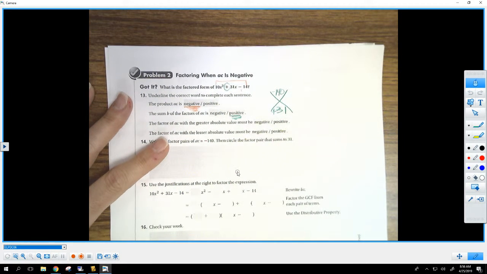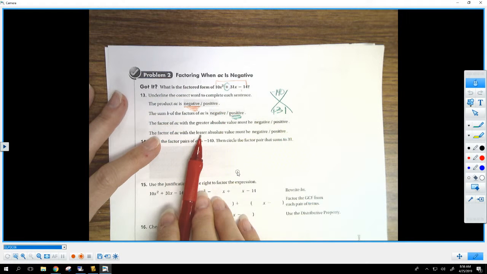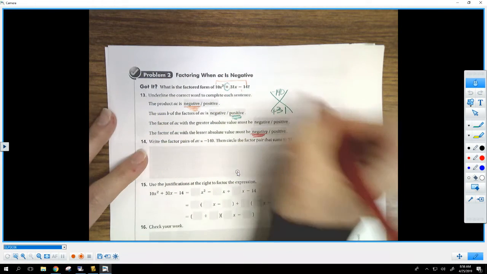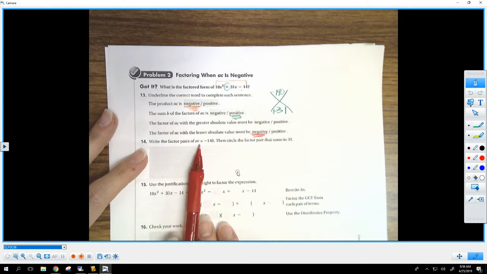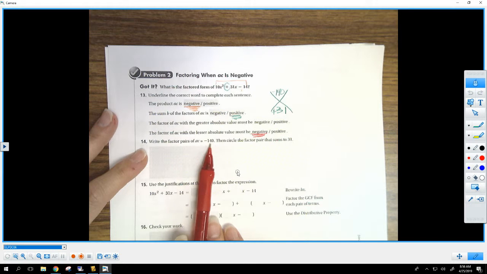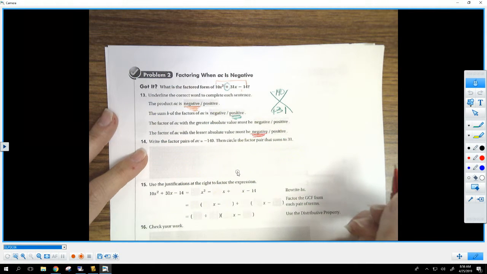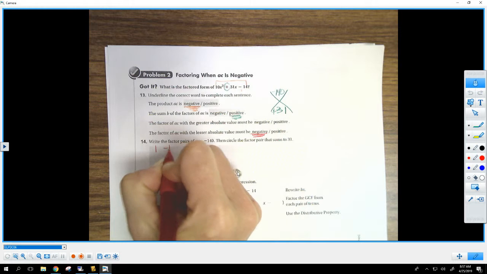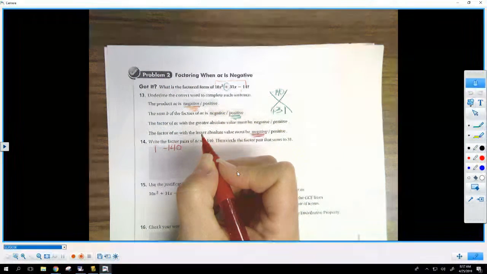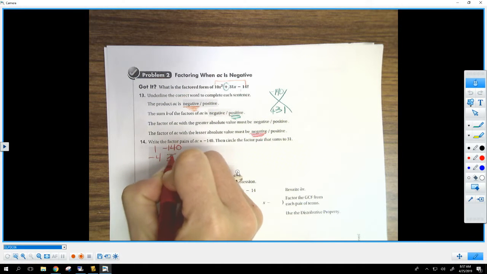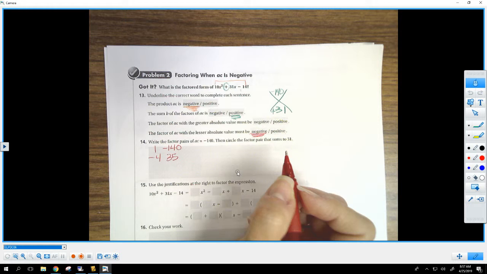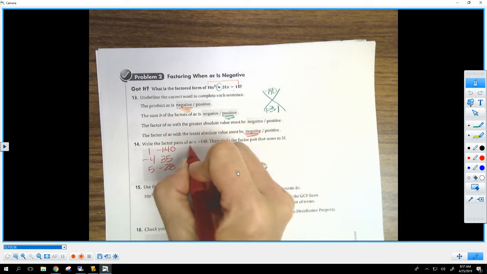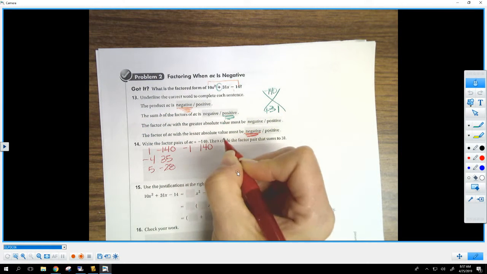That's all that just went over. So the factor of AC that is smaller is going to be positive or negative. Right, the smaller factor is going to be negative. That's all that's saying. So write the factor pairs of AC equals 140, then circle the pair that has a sum of 31. All right, so we have 1 and negative 140. We have negative 4 and 35. We have 5 and negative 28.